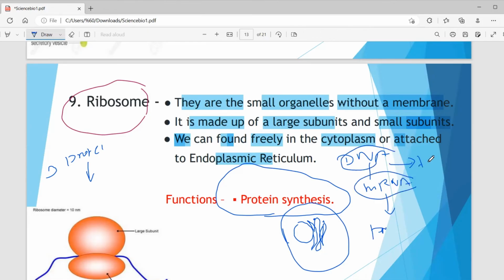This is what we call transcription. DNA means deoxyribonucleic acid, and RNA is ribonucleic acid. This is messenger ribonucleic acid. What does it do in protein synthesis? We call that translation, right? So this is the function of protein synthesis.